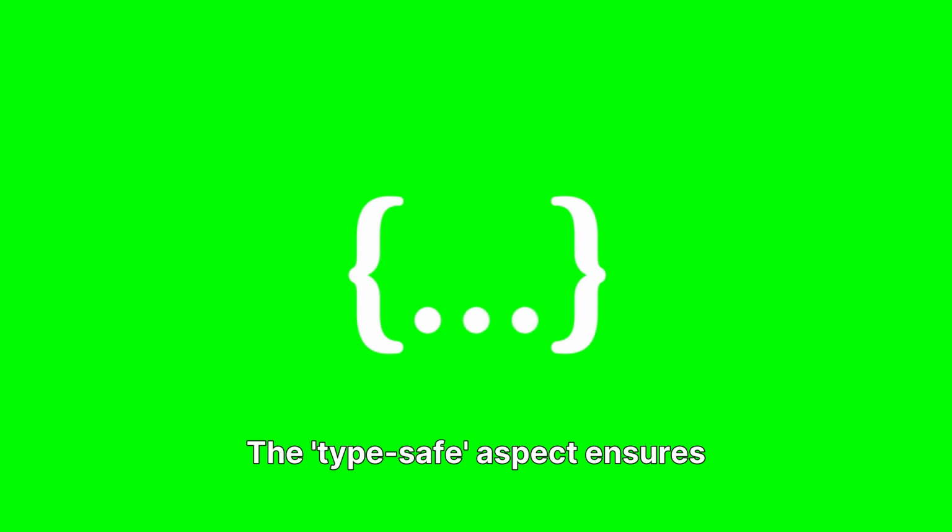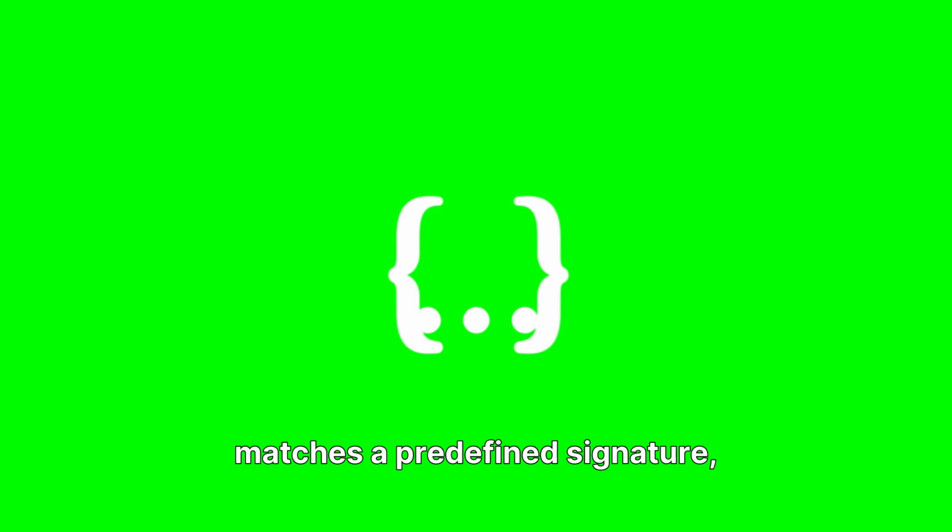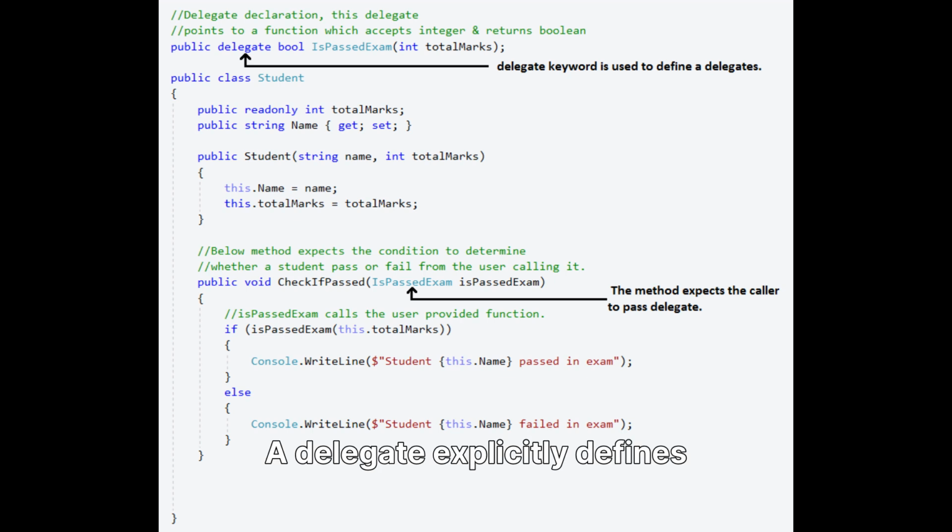First, let's demystify delegates. Think of a delegate as a type-safe function pointer, a variable holding a reference to a method. The type-safe aspect ensures the referenced method always matches a predefined signature, preventing errors. A delegate explicitly defines the precise signature of any method it can point to. This includes the method's return type and the exact types and order of its parameters. This strict definition ensures compatibility and predictability.